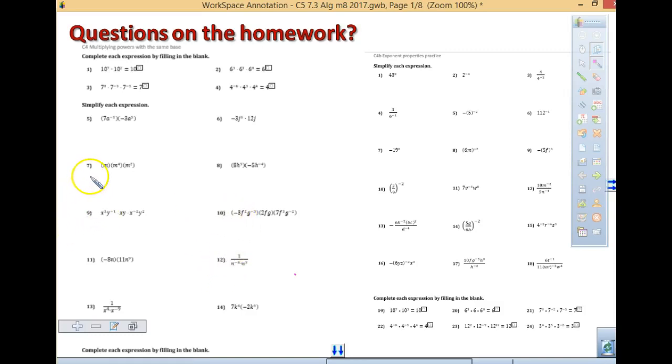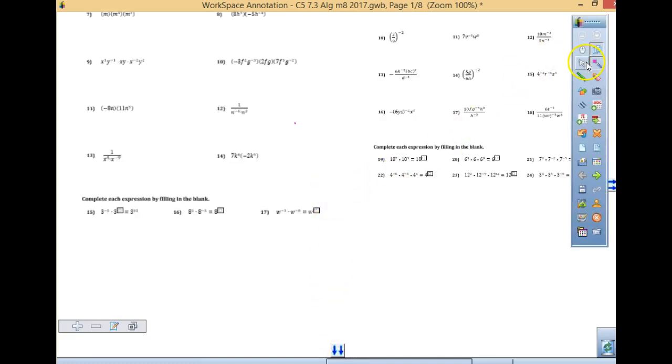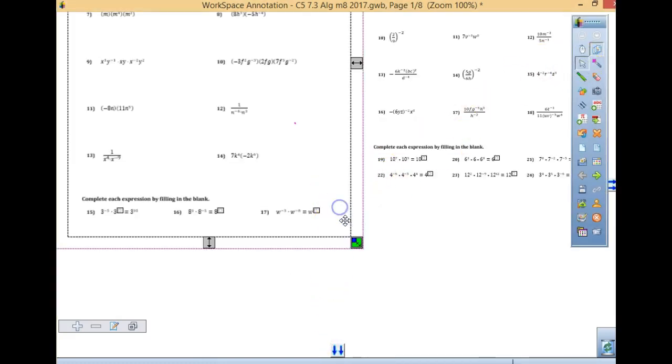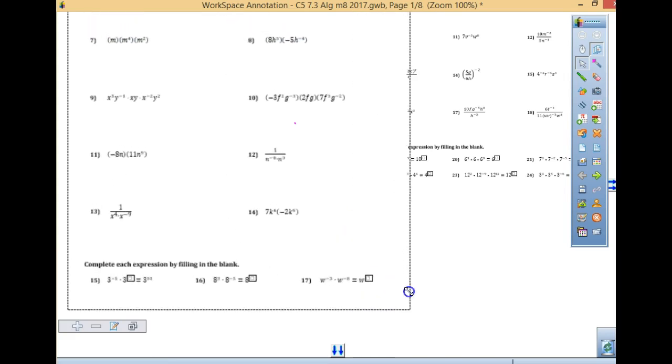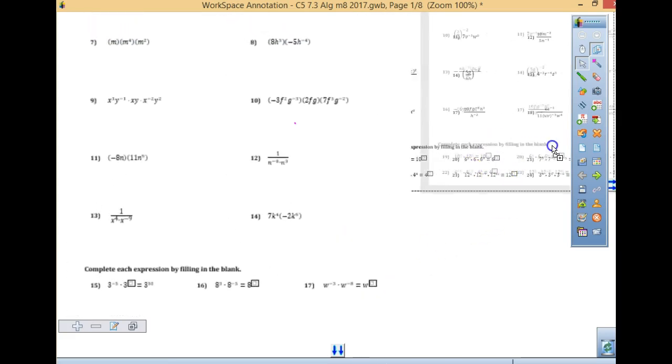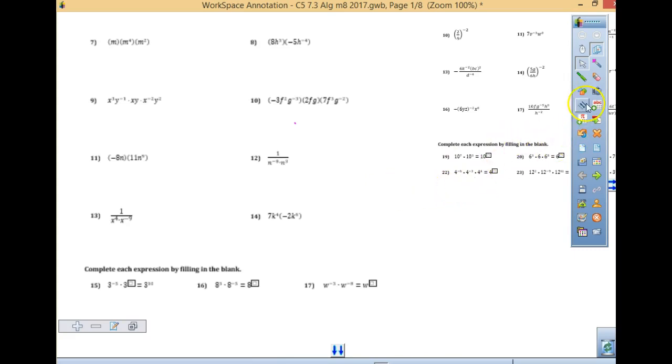Number 9. When you look at the problem, one of the first things I would recommend is that we write that problem and rearrange it. So we're going to do a rearranging of our numbers as we look at them. When I look at number 9, I'm going to put all my x's together.